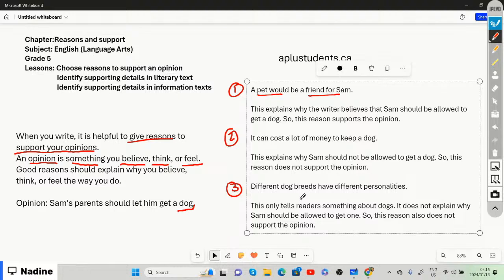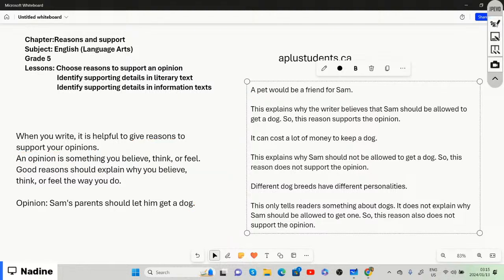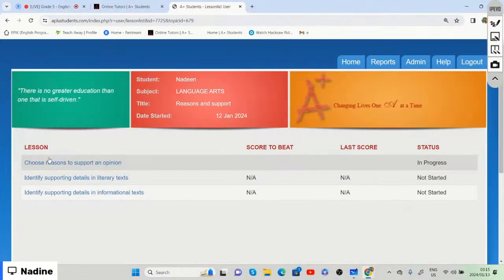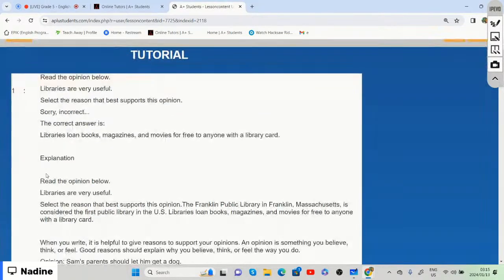All right. And we are doing our tutorial lesson on aplusstudents.ca. So let us go to aplusstudents.ca. And we're going to the first lesson, which is to choose reasons to support an opinion.